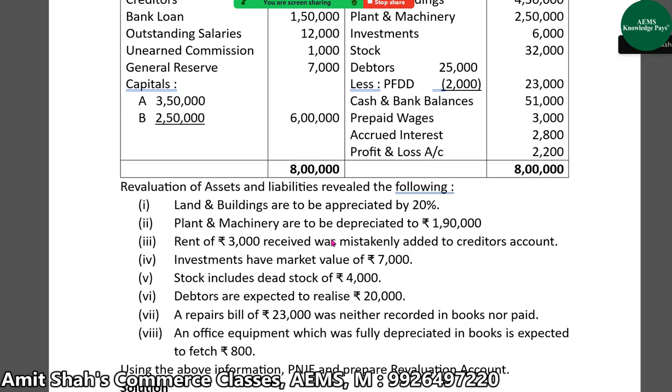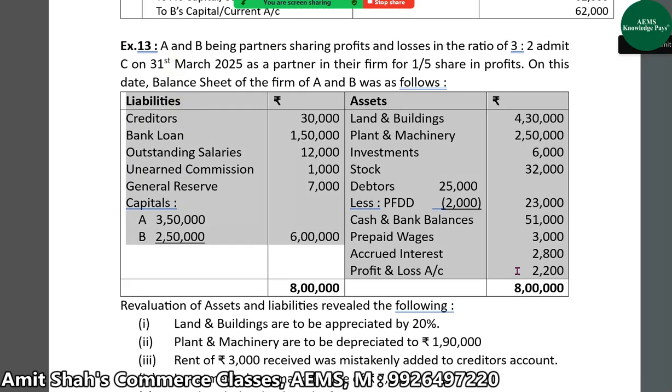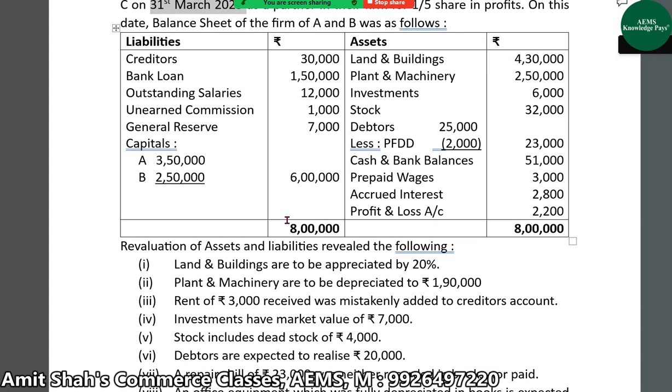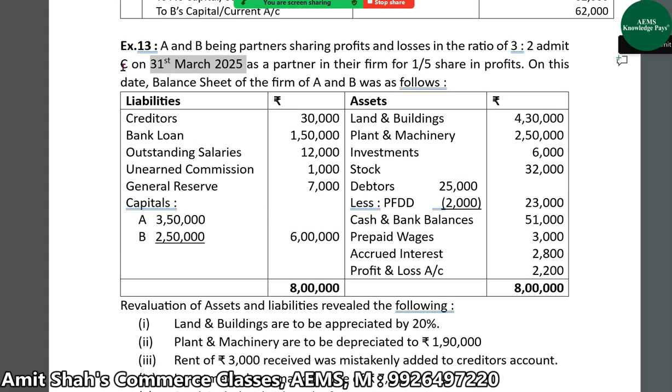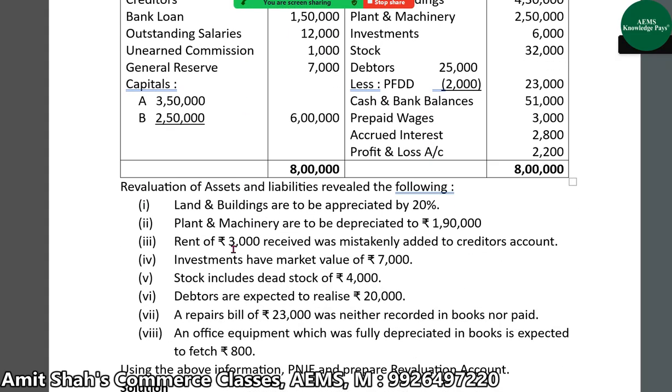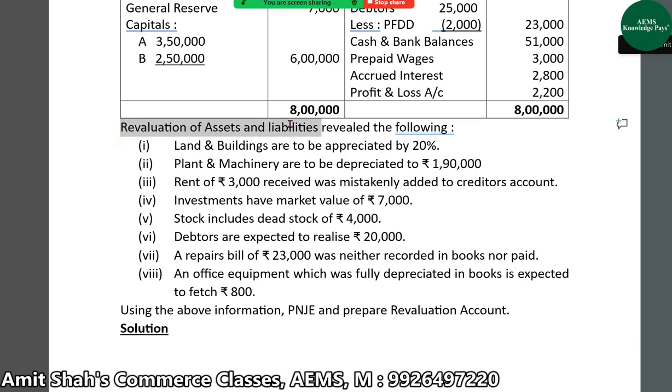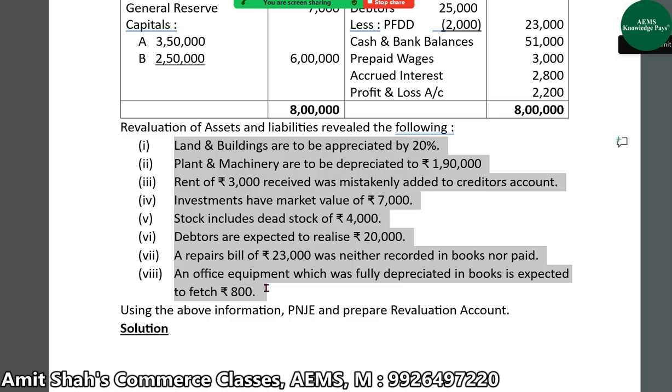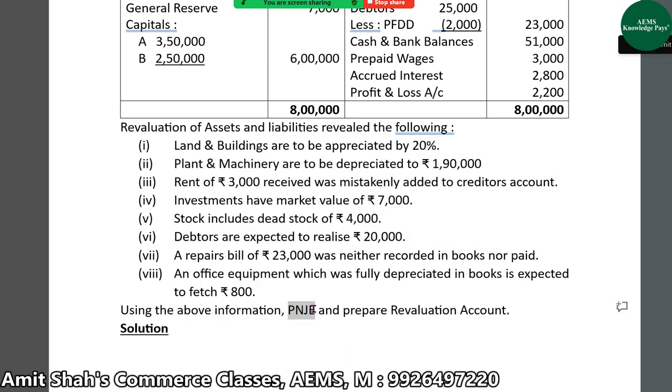So, guys, we have been given the balance sheet of the firm of A and B as on 31st March 2025. Since they are admitting C in their firm on this date only, they have done revaluation of assets and liabilities, and that revealed the following about assets and liabilities. So, using this information, we have to pass necessary journal entries and prepare the revaluation account.